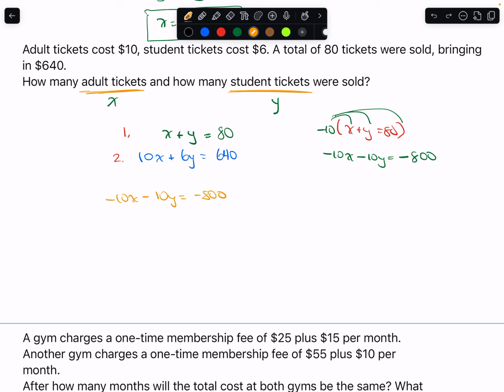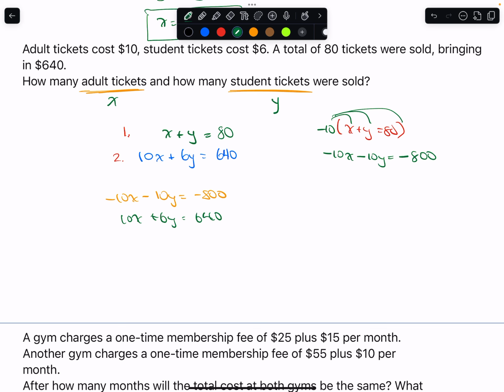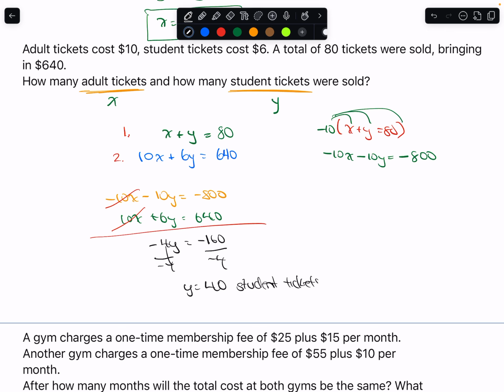Using a different color, 10x plus 6y equals 640. The x's on the top and the bottom cancel out. We are now left with the like terms of the y's, -4y equals -160, where we divide by 4, and we get that y, once again for the students, is 40 student tickets. And then we can go back and plug it into the original, and also find out that x equals 40 adult tickets.